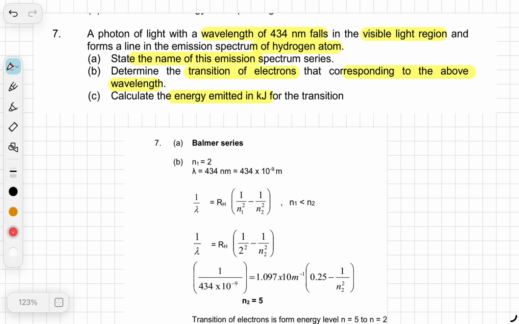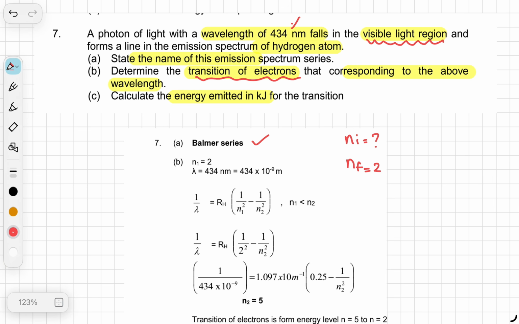So from the question we have a few pieces of information. First would be the visible light region. For the visible light region we already know it would be the Balmer series. And next, calculating the wavelength for this transition. Since it's the Balmer series, we know n final equals 2. So now we need to find what n initial is.